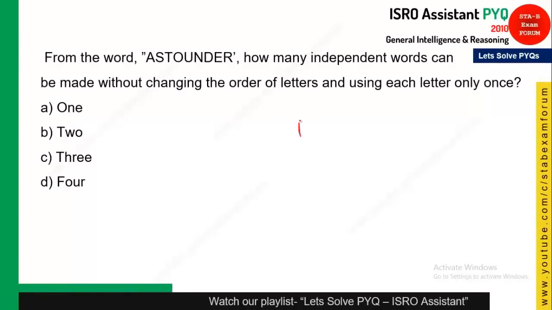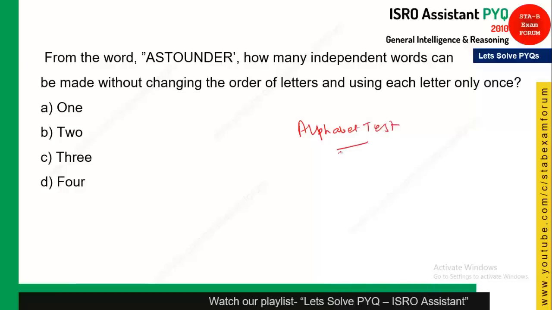It is from the alphabet test, and these are very commonly asked questions. You need to tell how many independent words can be made without changing the order and using each letter only once. As you can see, the first word is "as", second word is "to", third word is "under", and fourth word is "astound". It means shocking. So there are 4 words, but if you search on the internet, you will find 3 as an answer, but "astound" is also one other word. So option D is the correct answer.